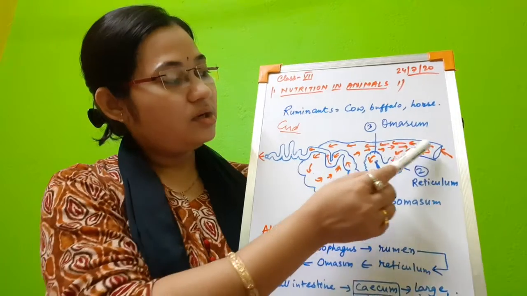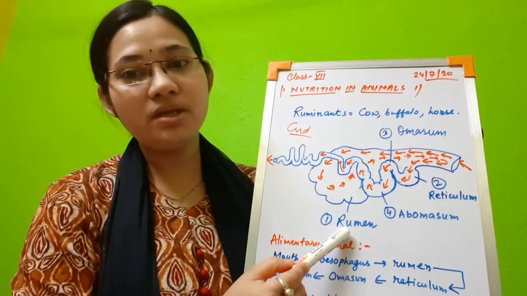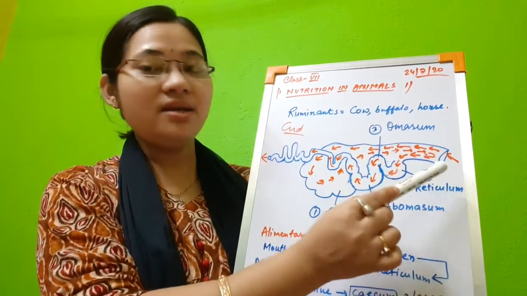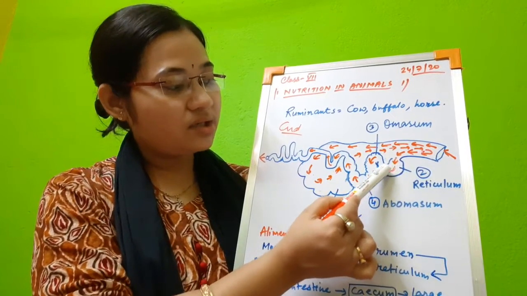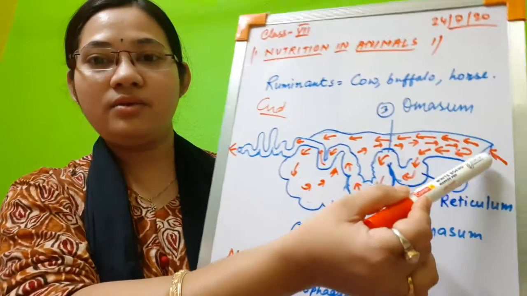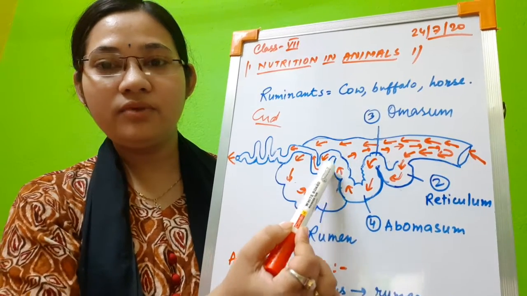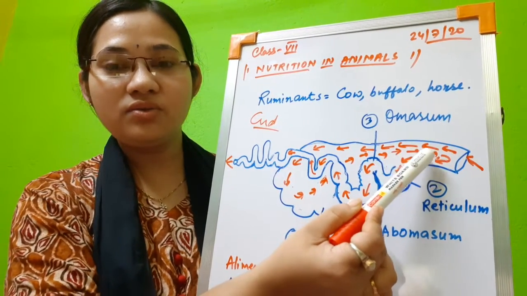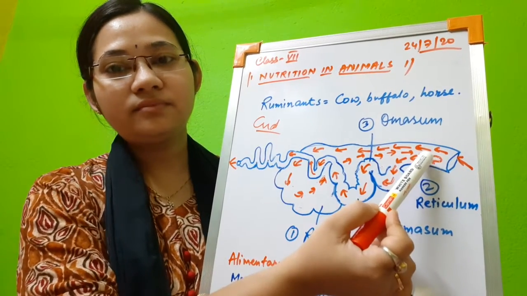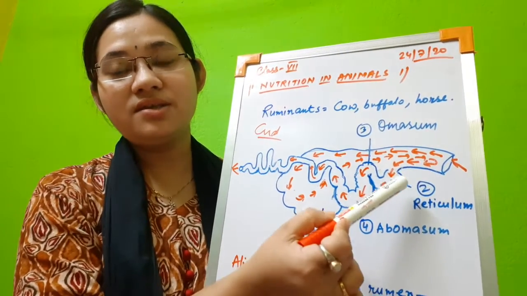Now, which is the first one? Because the food first enters into this large part of the stomach, that part is called rumen. From the rumen it goes back to the mouth. Then the second time it comes to another chamber, that chamber is called reticulum. You can see here the topmost arrow first goes to the rumen, and then from the rumen if you follow this arrow it goes to the mouth. Here it is called chewing of cud, and after that it comes and joins this part of the stomach, that is called reticulum. So this is the second part.